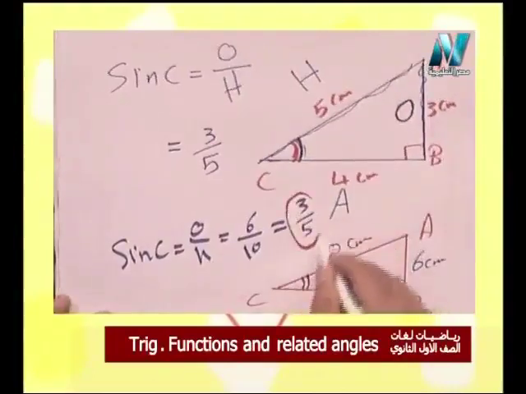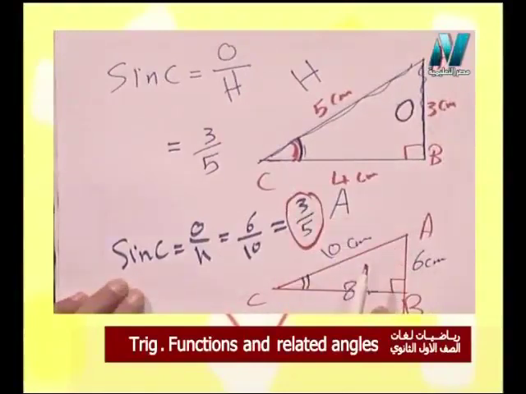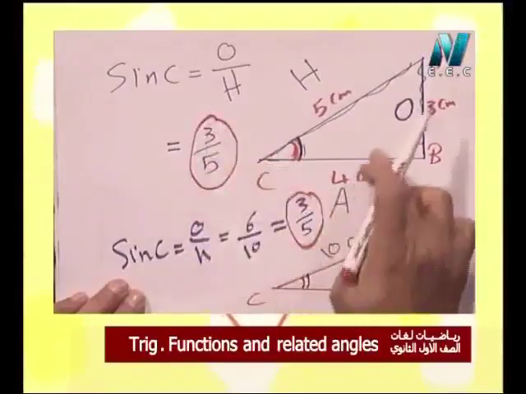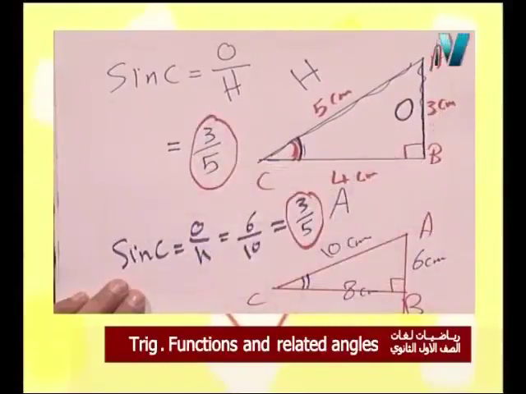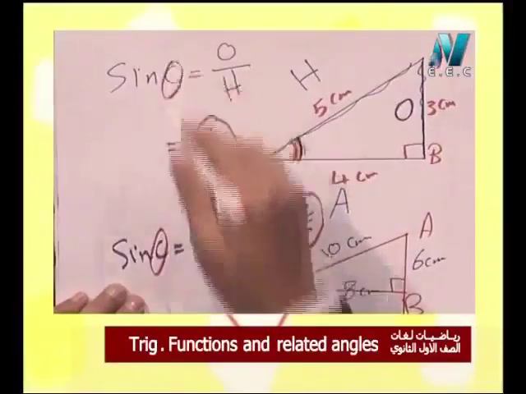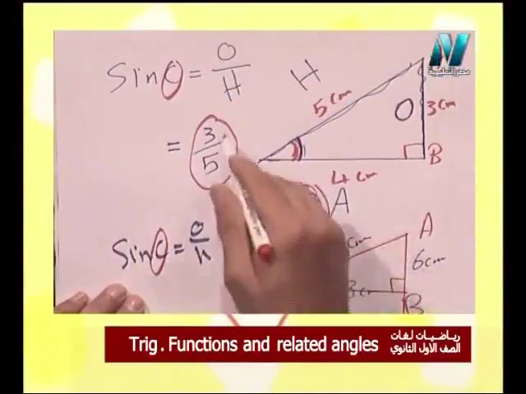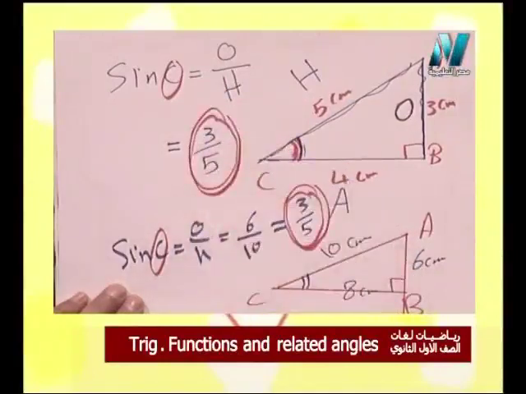We have sine C in the first triangle equal to 3 over 5, and for this triangle also equal to 3 over 5. So it's a function, because if we see an angle in a right angle triangle, its sine is constant for all triangles, whether the triangle is big or small. Okay.